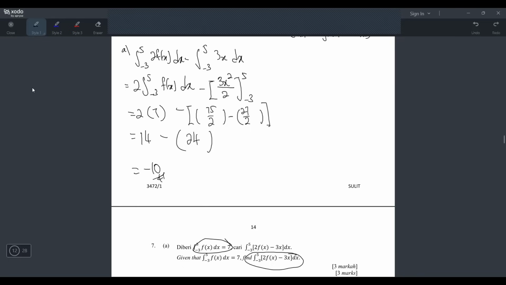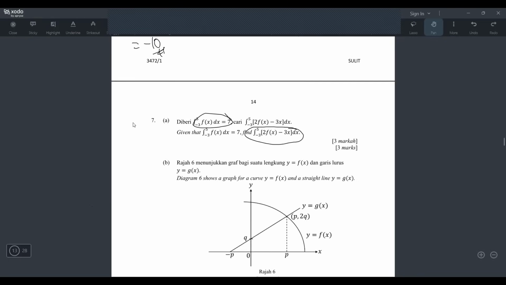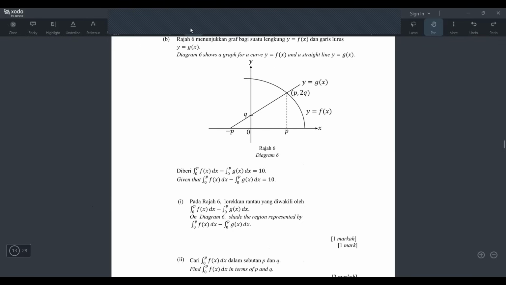Okay, done. So how many marks for this? 3 marks. So not so bad. Okay, let's go with B.